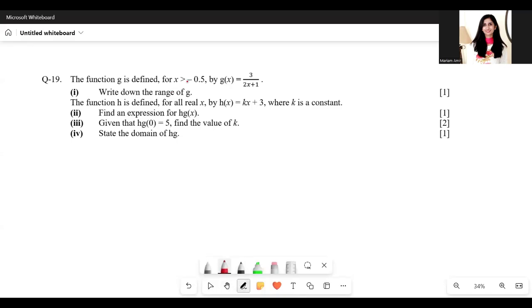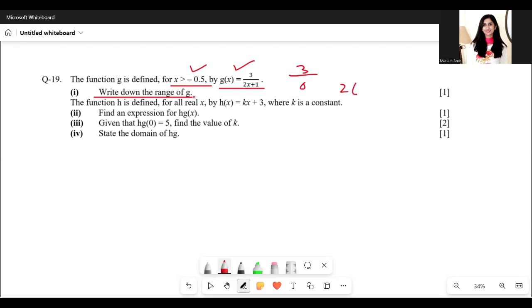This question says that g(x) is equal to 3 upon 2x plus 1 and the domain is x greater than minus 0.5. Find the range of g. Okay, to find the range of g, we'll have to look at the function g(x) and its domain. If we try to substitute minus half for x here, we'll get a 0 in the denominator, because 2 times minus 0.5 plus 1 is actually 0, and we cannot have a 0 in the denominator.